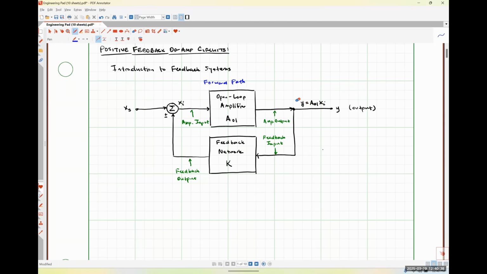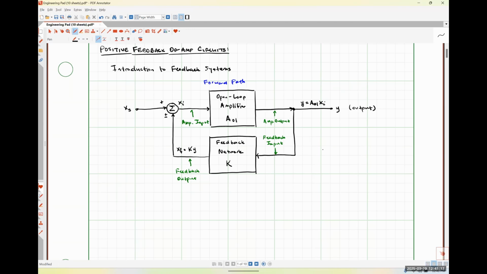Now we are going to take our output signal, apply it to our feedback network. And so this is going to give us essentially a feedback signal, X sub F, that is going to go into that summing block. Okay. So X sub F is just K times Y, because if we have a signal of Y going into the input, the feedback network is going to act on that input and it's going to generate a feedback signal of K times Y.